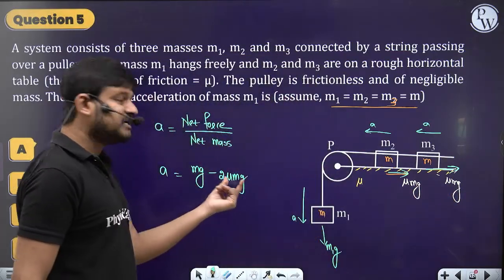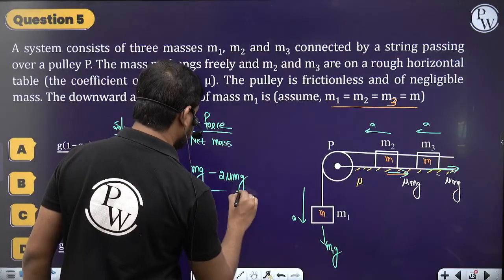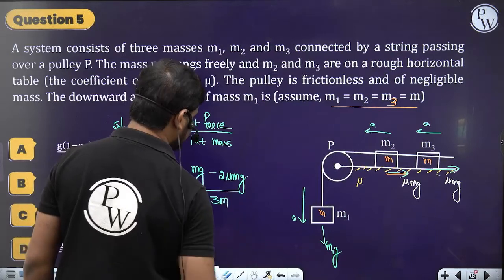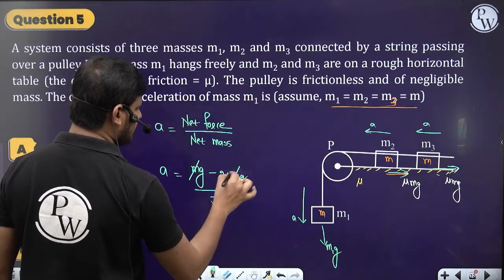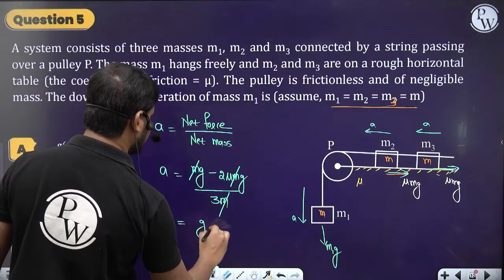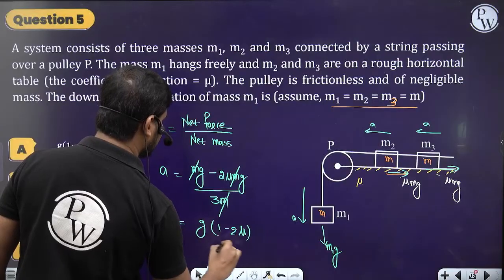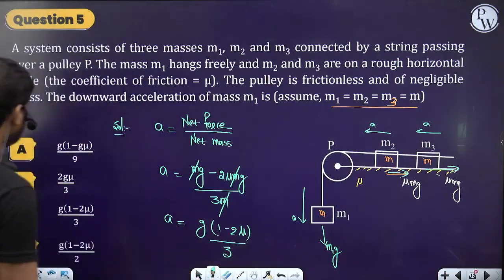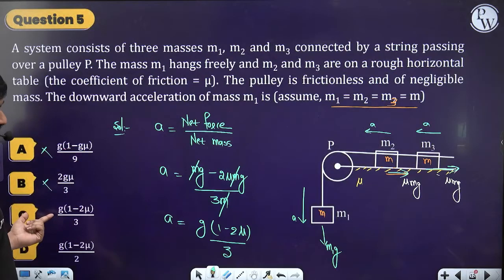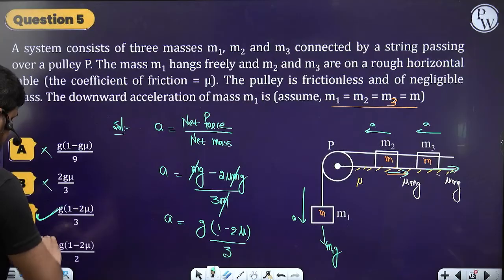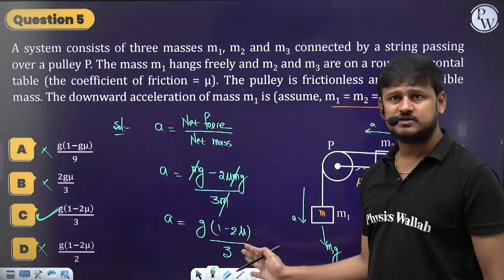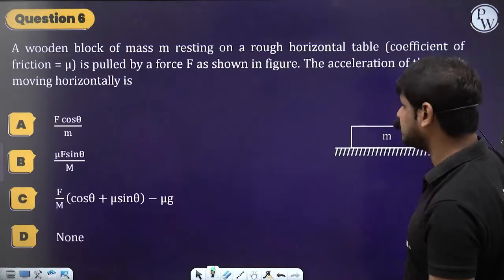So mg minus 2 mu mg, divided by the total mass, which is m plus m plus m, so 3m. You can cancel m. So simply the acceleration is equal to, taking g common in the numerator, g into 1 minus 2 mu by 3. Option C is the correct one. Clear guys? Understood the concept? Let's move on to the next question.